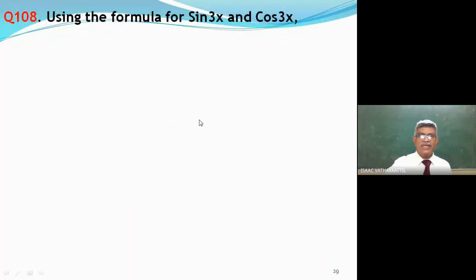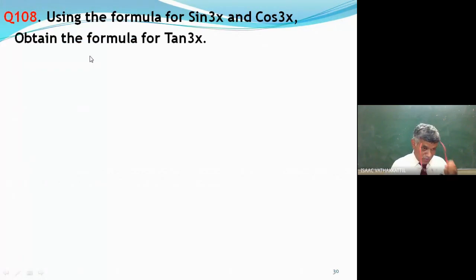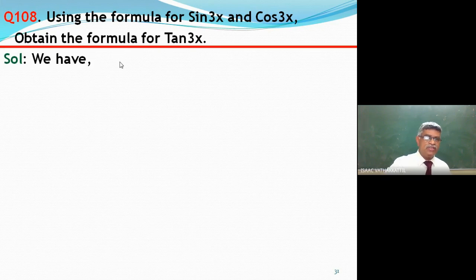Using the formula for sin 3x and cos 3x, reduce the formula for tan 3x. I gave this question earlier, but no one has responded for that. Shall I go through that fast? It will sharpen your mind, sharpen your thinking.